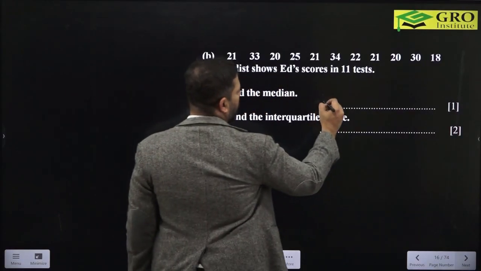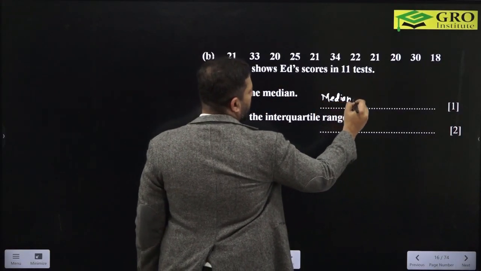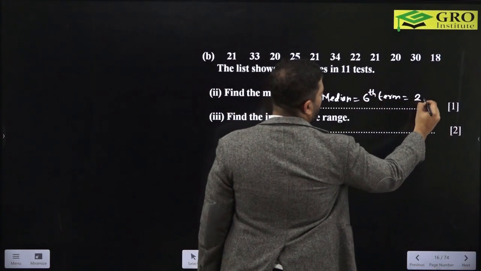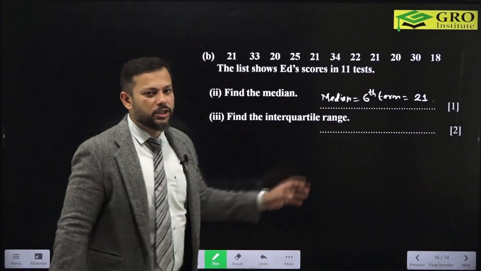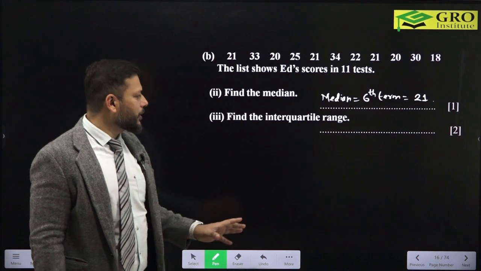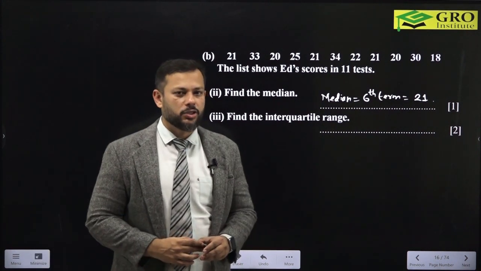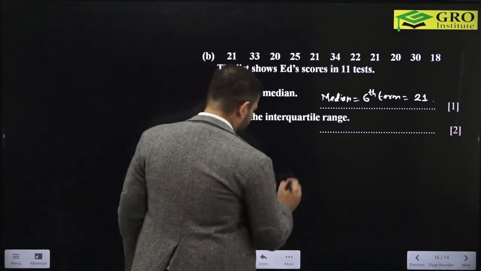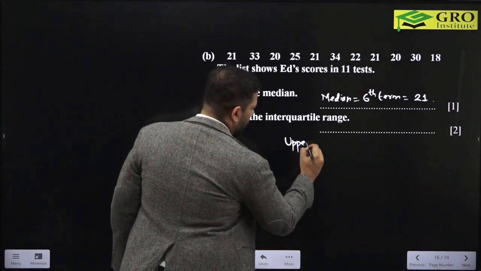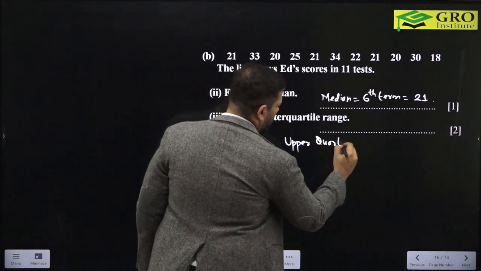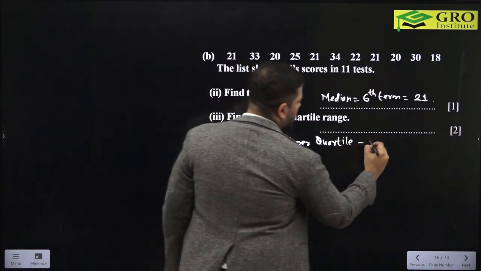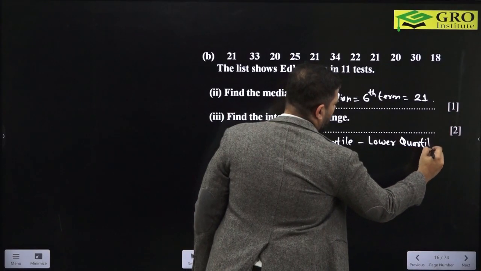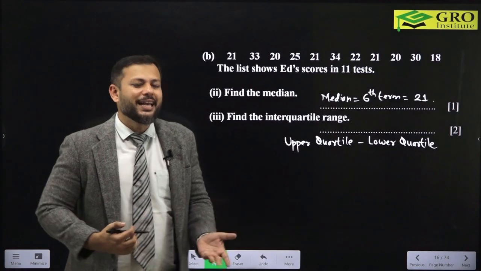The median is equal to sixth term, that is equal to 21. Right? So we just got the median as well. Now the last part of the question is find the interquartile range. Do we know how to find the interquartile range? Yes. Interquartile range is simply upper quartile minus lower quartile. And how do we get the upper quartile?